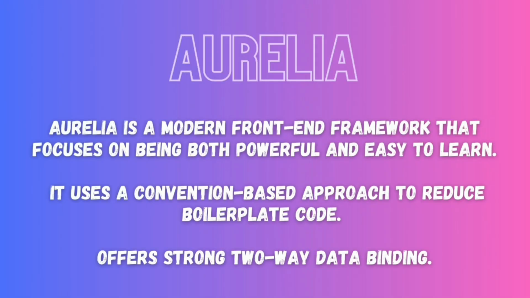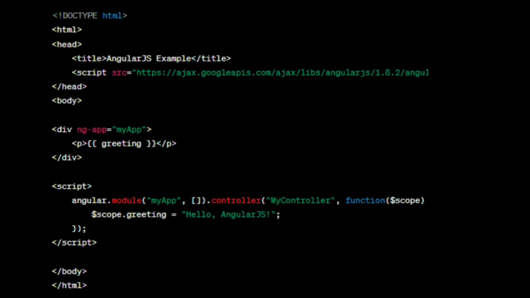This is Aurelia. Aurelia is a modern front-end framework that focuses on being both powerful and easy to learn. It uses a convention-based approach to reduce boilerplate code, and it offers strong two-way data binding. Now, I'm going to explain it with the help of an example. Now just look at my screen.